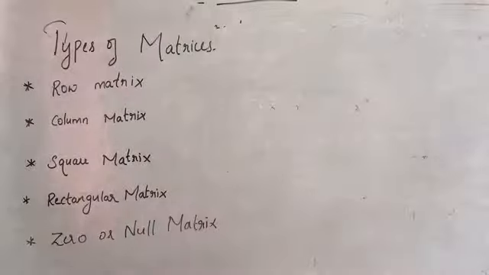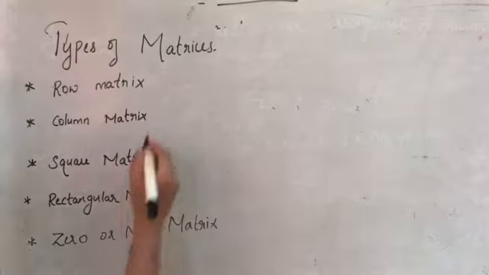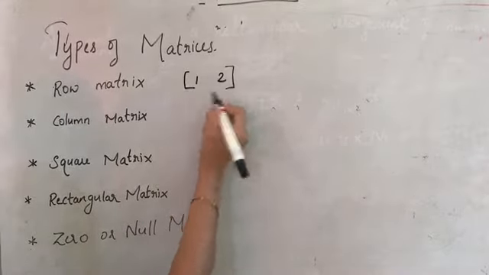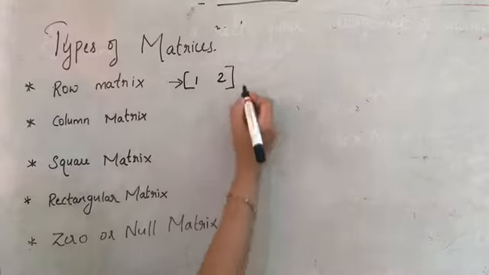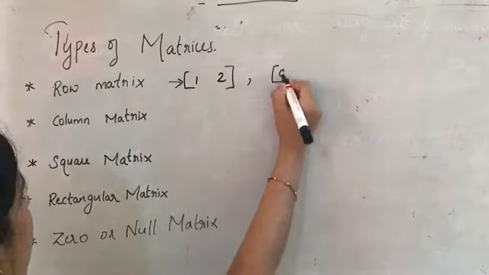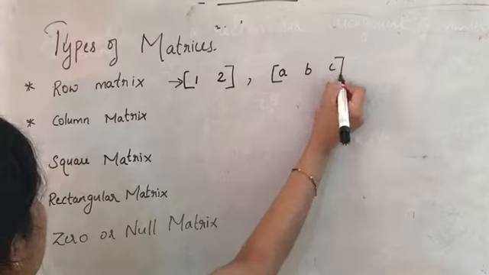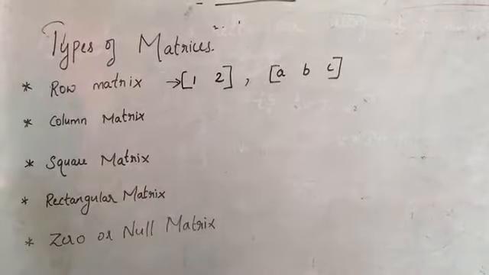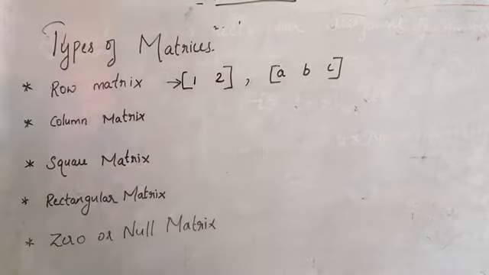Now let me explain 2 types of matrices. So the first type is row matrix. The meaning of a row matrix is a matrix which has only one row. So for example, this is called a row matrix because it has only one row in it. Even this is a row matrix. So, any matrix which has only one row, it is called as a row matrix. It can have any number of columns, but it should have only one row.